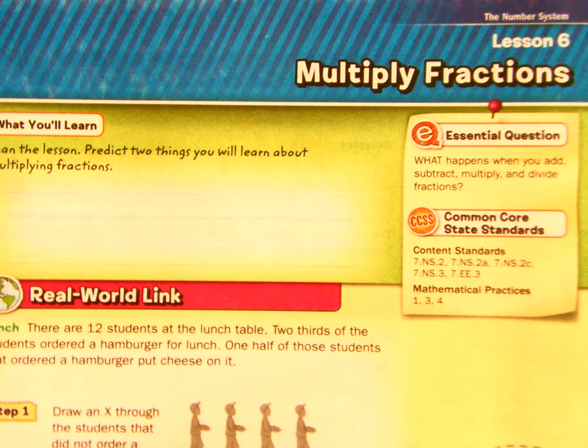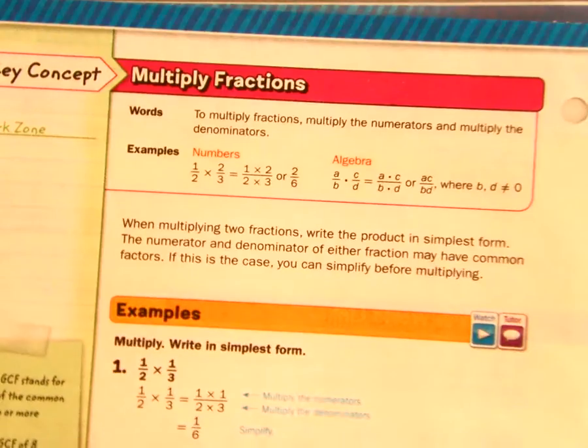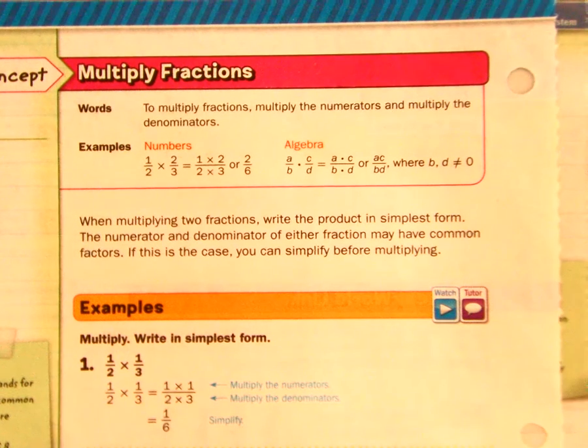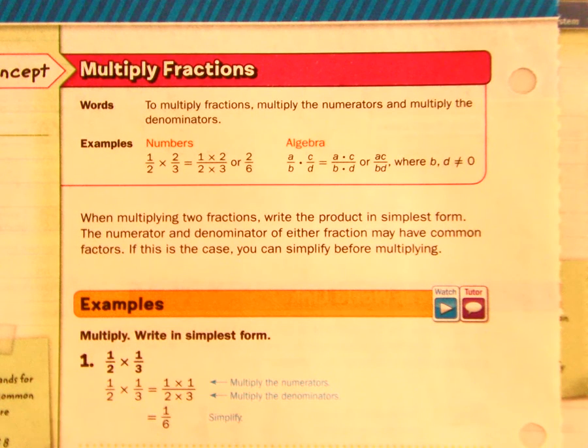Lesson 4.6, multiply fractions. To multiply fractions, multiply the numerators and multiply the denominators. Okay, so when we multiply, we don't have to find common denominators. We just multiply straight across. So if we go down to example A, we have 3/5 times 1/2.